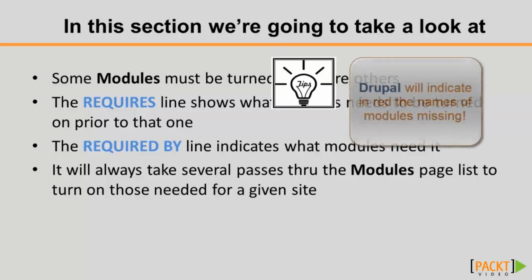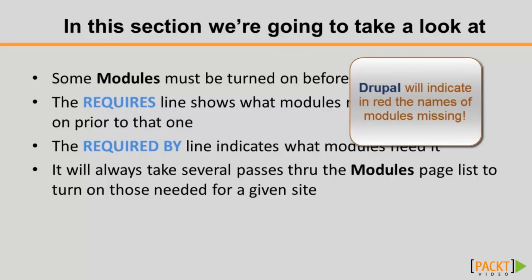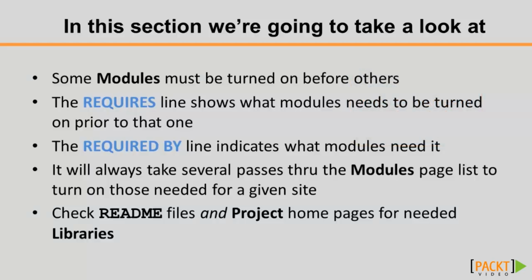This also, by the way, is a good way to pick up on if there's modules you need to make one thing work, because it's going to tell you if one of them is missing. Always check the README files that go with modules and the project homepage if libraries are needed to make a given module work, and it will provide you with a link to where you go to get it.